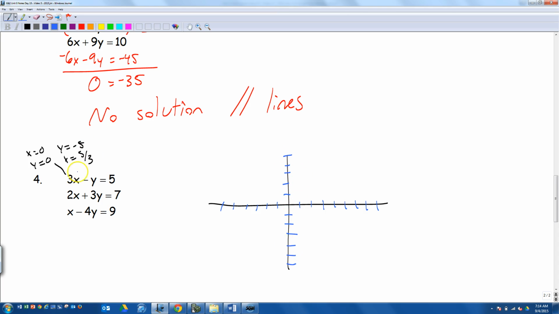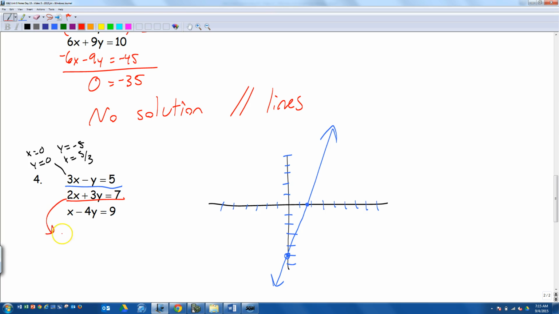Alright, so this first line I'll do in blue. You get the intercepts at -5, 1, 2, 3, 4, 5, and 5/3, which is about there. It's 1 2/3. So one line looks like this. You have to be kind of accurate, at least to look at it. On the calculator it's probably more accurate, but again, for this purpose I'm just going to do it on here.